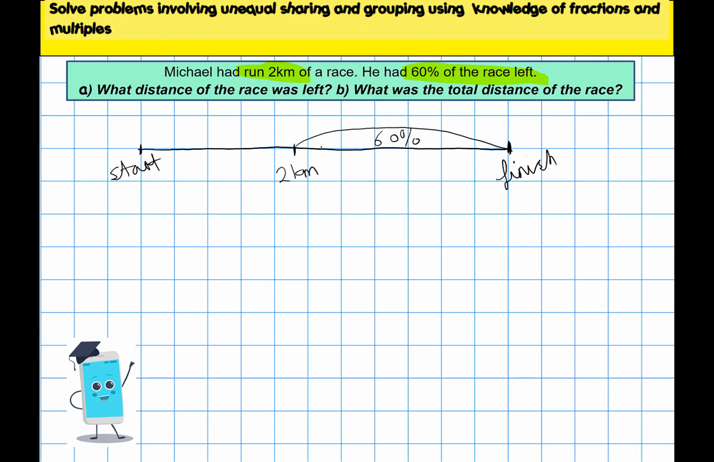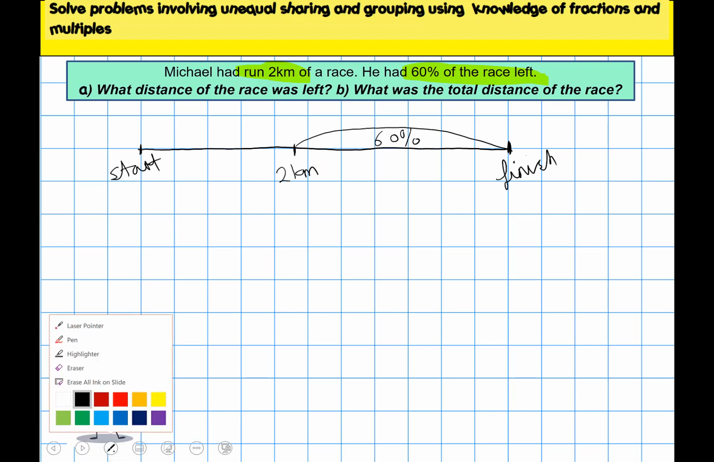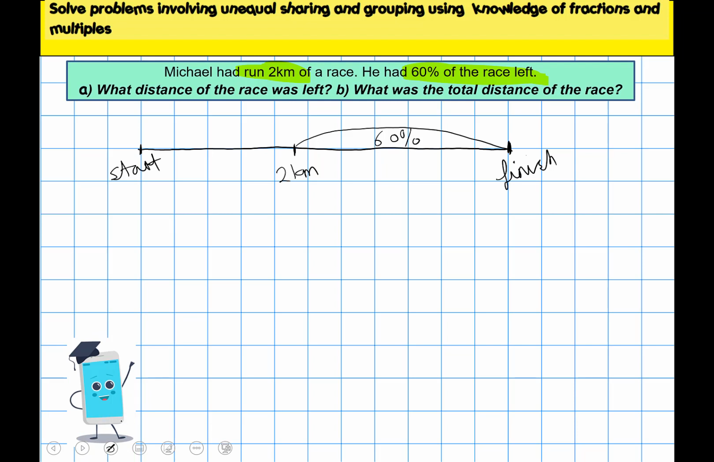What distance of the race was left? We need to think about what this is as a kilometre. What clues do we have? We can start to think about what we don't know now. So if that's 60%, we don't know what percentage this is. But if the whole race is 100% and he's got 60% left, we can assume, well, he's already run 40% of the race. So he's already run 40%. And he's got to 2 kilometres and he's got 60% left. This can help us.